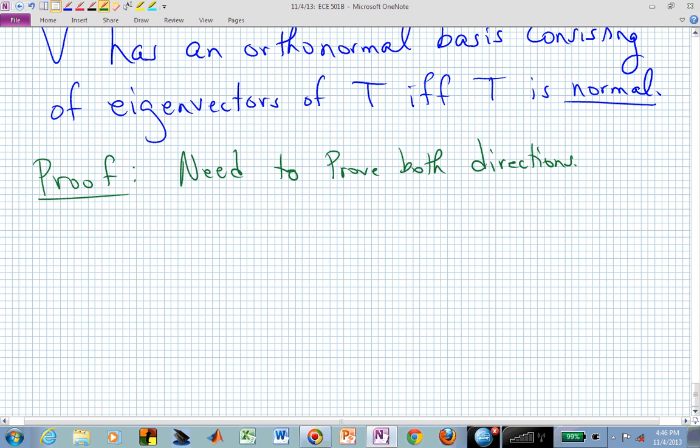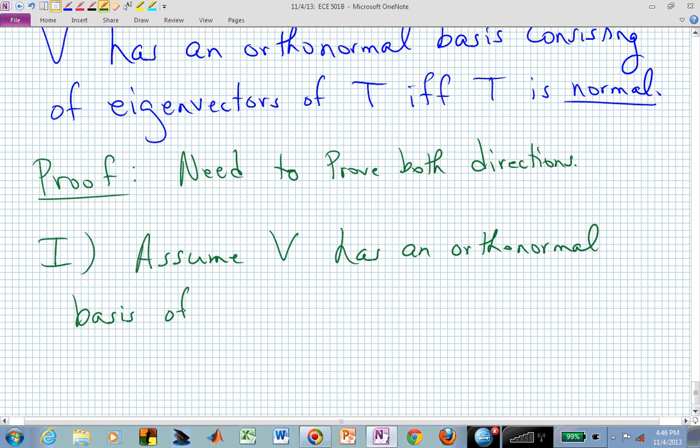So if we had this double-headed arrow, we need to make sure that arrow is going in both directions, or it implies both ways. First, let's assume that V has an orthonormal basis of eigenvectors.